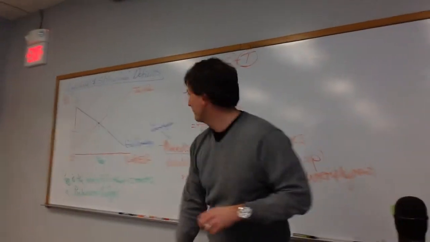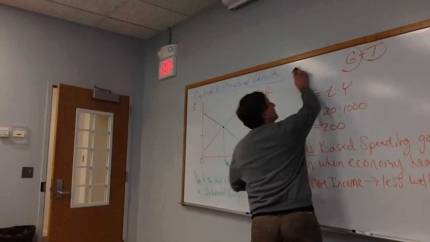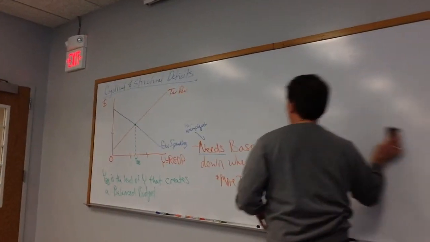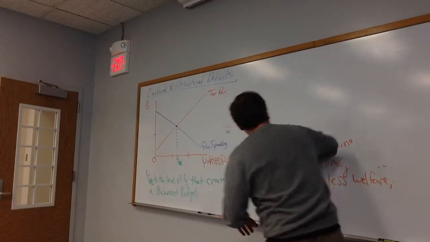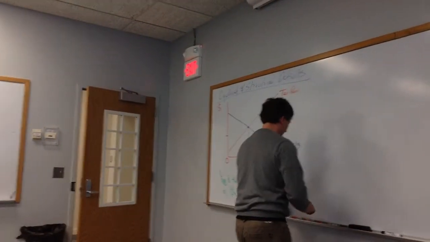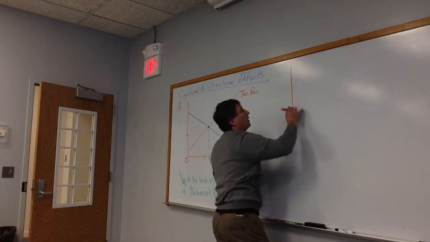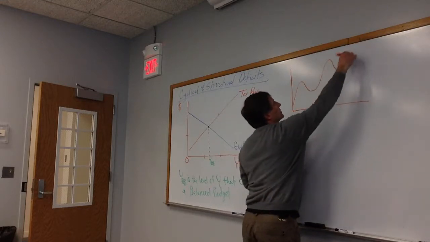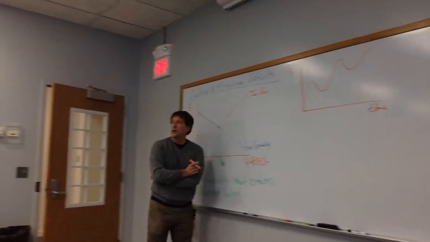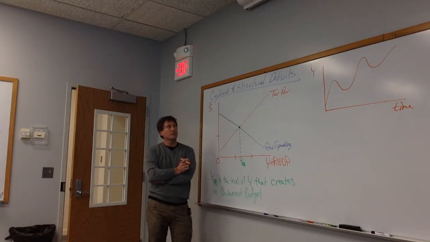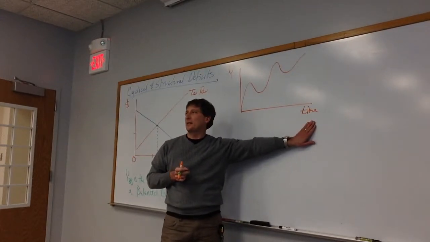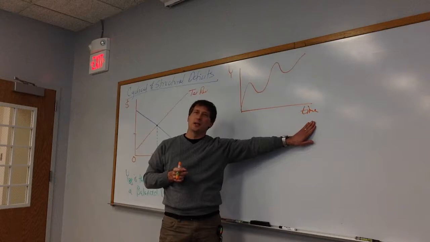Okay, so we've drawn this graph lots of times. Our roller coaster graph, where we've got real GDP measured over time. Real GDP measured over time. What was that again called? Begins with a B.